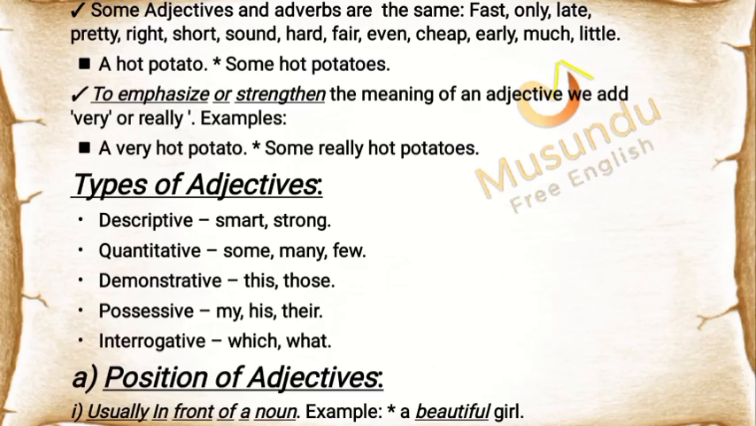Types of adjectives. Descriptive: smart, strong. Quantitative: some, many, few. Demonstrative: this, those. Possessive: my, his, their. Interrogative: which, what. A. Position of adjectives. 1. Usually in front of a noun, e.g., a beautiful girl.